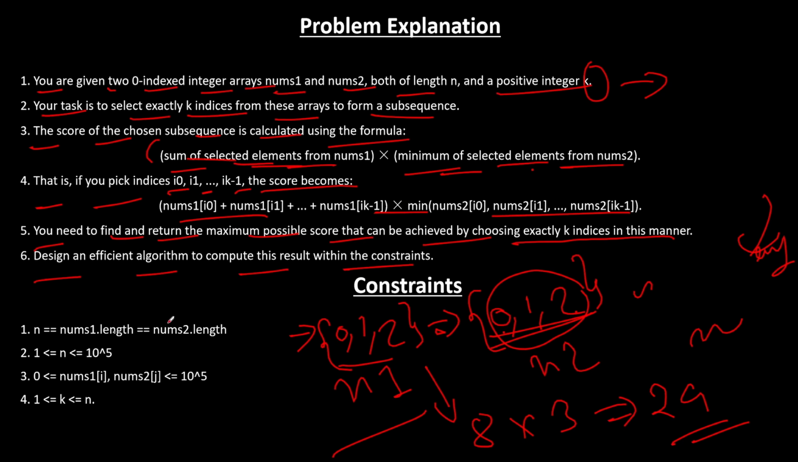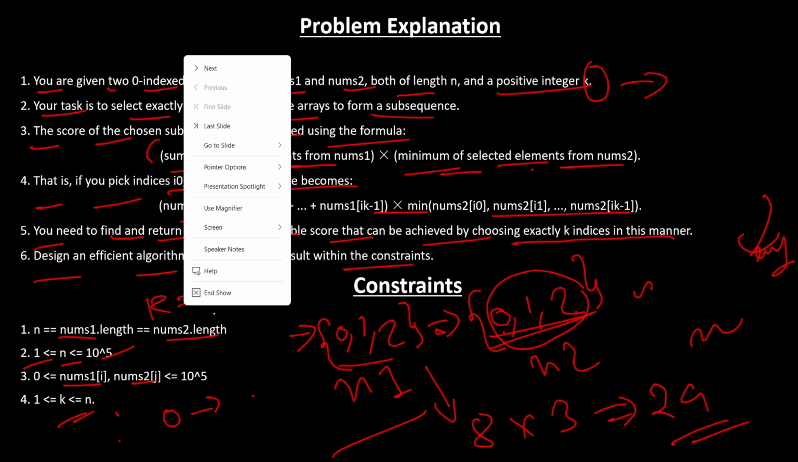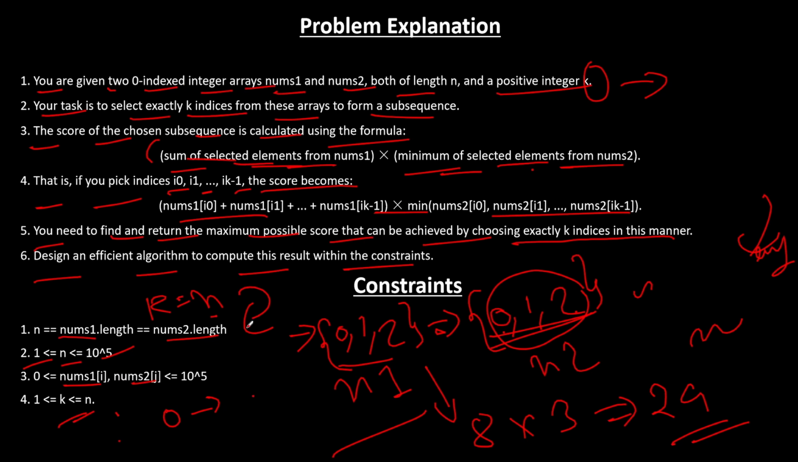Now, if you focus on the constraints, the length of nums1 and nums2 will always be equal, and the n value will be from 1 to 10 to the power 5. Thirdly, the values of nums1 and nums2 could be from 0 to 10 to the power 5. And k could be from 1 to n. Basically, k could be equal to n, the length of the nums.